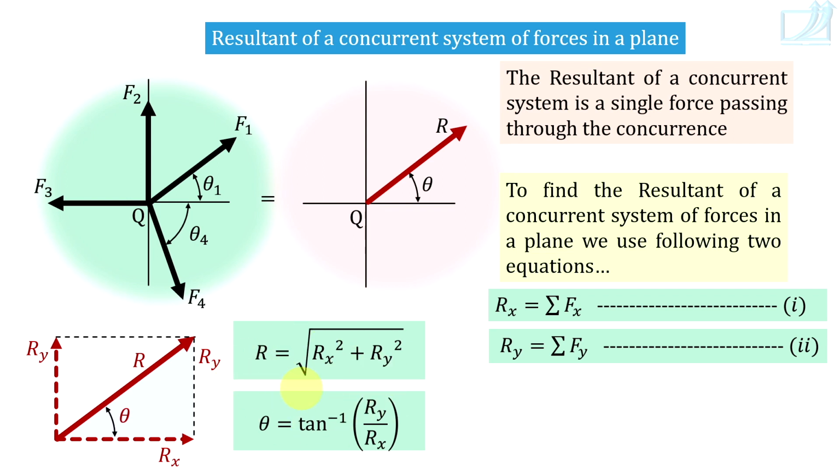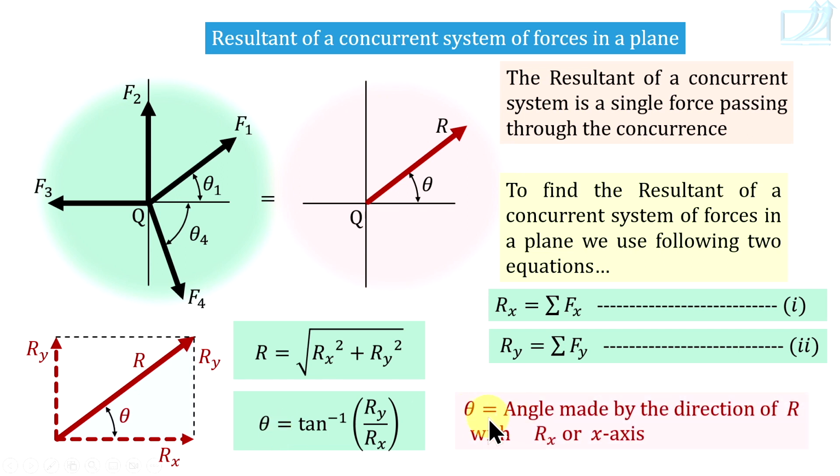So this is how we find magnitude R of the resultant force and angle made by the resultant force with the horizontal. Remember, theta is angle made by the direction of resultant with Rx or x-axis. Because the statement here we have mentioned theta is equal to tan inverse Ry by Rx, opposite side by adjacent side, that is tan. So when theta is angle with Rx, opposite side will be Ry. So using this expression, when you find theta, it is always angle made by the resultant with x-axis.